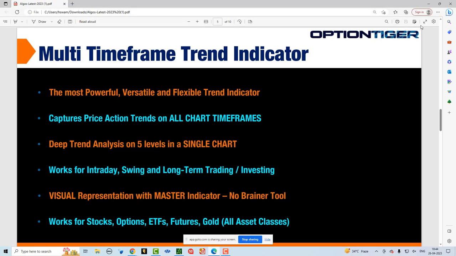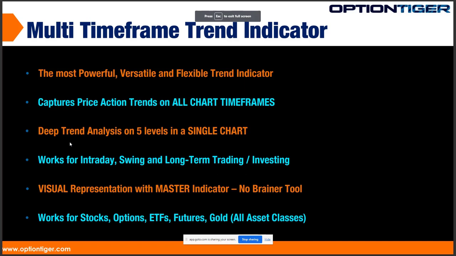So this is what the multi-time frame trend is. It works for intraday, it works for swing trading, it works for long-term trading and investing strategies as well. It is a visual representation with a master level indicator. So this makes it an absolute no-brainer tool to get in and out of trades. The master level indicator tells you precisely that all five time frames are aligned. So this is when you go in for a trade. The first step was identifying the candidates. The next step is identifying the trend.